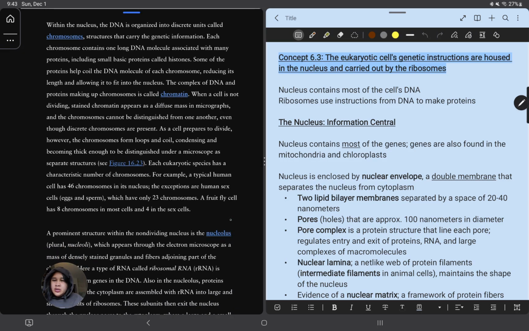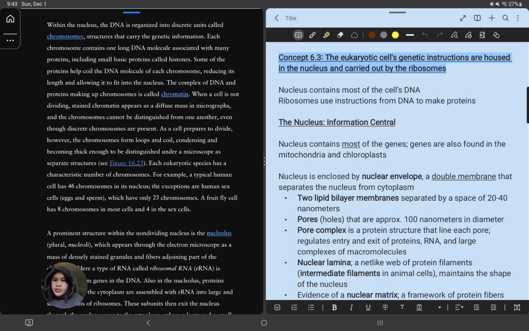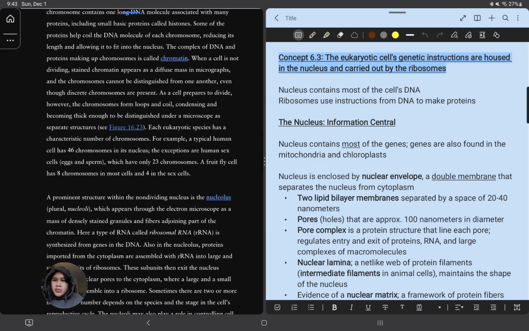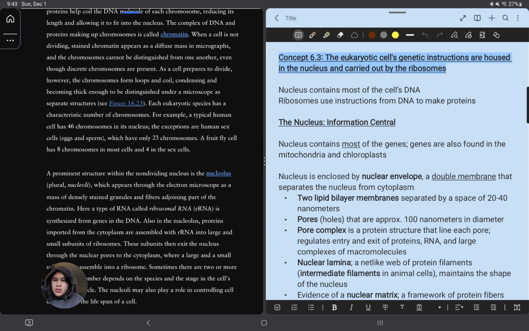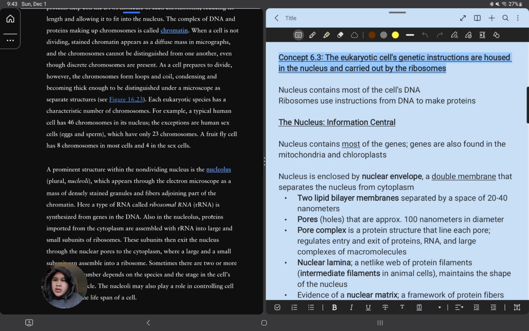Within the nucleus, the DNA is organized into discrete units called chromosomes, structures that carry the genetic information. Each chromosome contains one long DNA molecule associated with many proteins, including small basic proteins called histones. Some of the proteins help coil the DNA molecule of each chromosome, reducing its length and allowing it to fit inside the nucleus. The complex of DNA and proteins making up chromosomes is called chromatin.